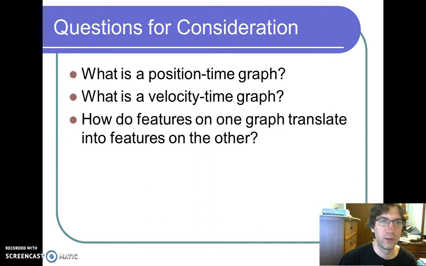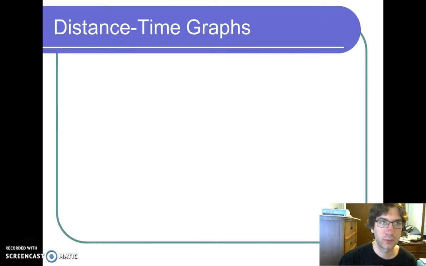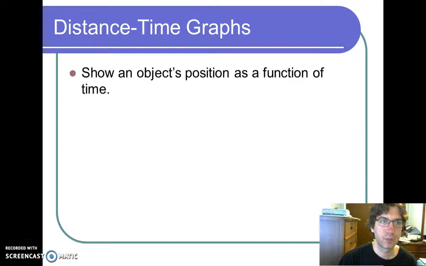I want to know what a position time graph is. You need to know what a velocity time graph is. And you need to know how the features of one graph translate into the features of the other. So they are related. So we're going to start off with position time graphs, or also called distance time graphs.